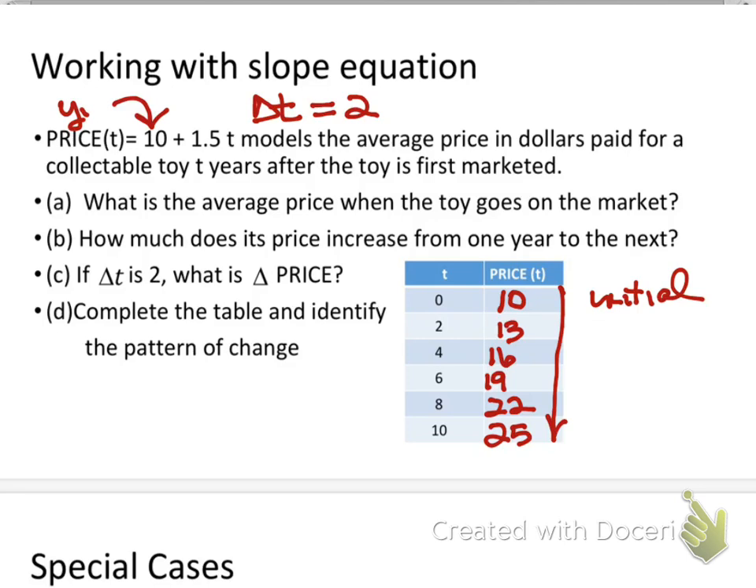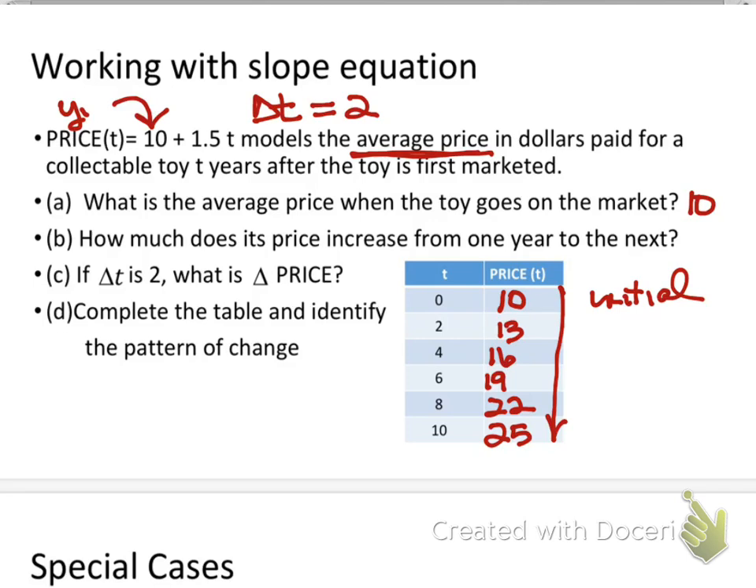So what is the average price when the toy goes on the market? So let's think about that. How would you figure out the average? Well, if you only had these 10 years, you could average these numbers and get your average price. So let's think about this for a second. It models the average price. Okay, so let me take that back. What is the average price when the toy goes in the market? When does it go in the market? It goes in the market at time 0. Okay, so that price is $10 because the prices that we're working with are the average prices. We do not need to take an average figure.